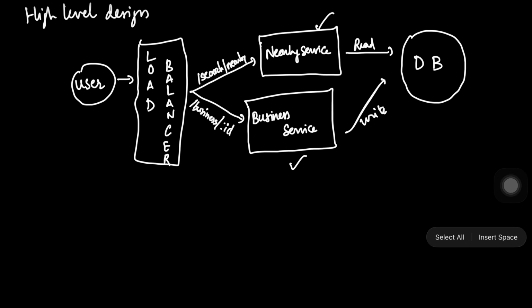Here mostly the nearby service would get a read load, while the business service would get a write load, which will help us scale these different services based on the type of load they are getting. Because let's say if we are updating a business's phone number, which would slow down the search engine used by millions of users, so we separate these concerns to ensure fault tolerance.